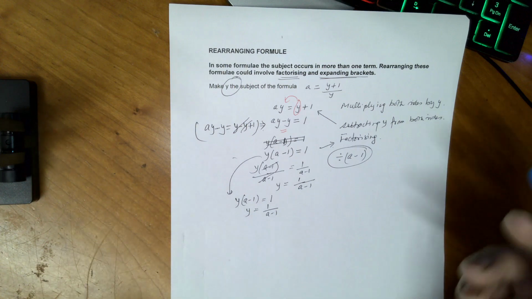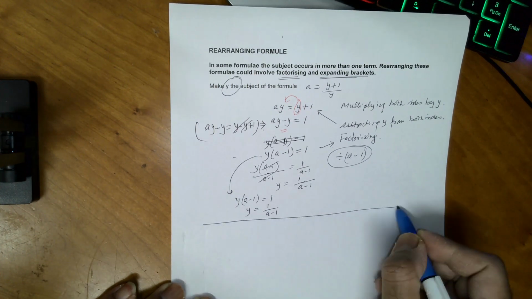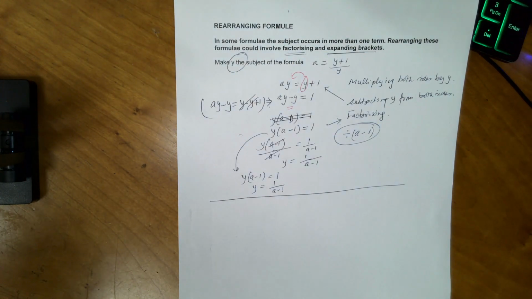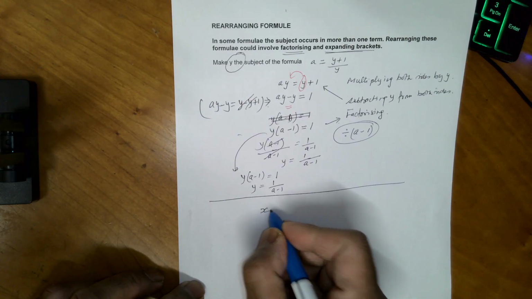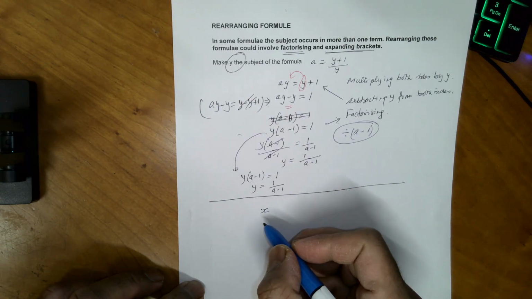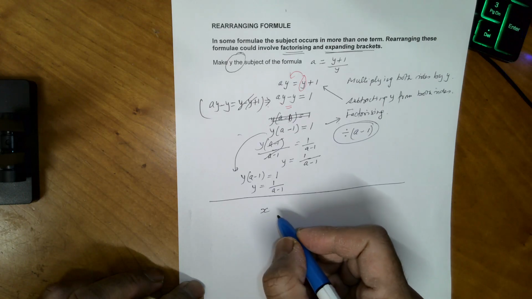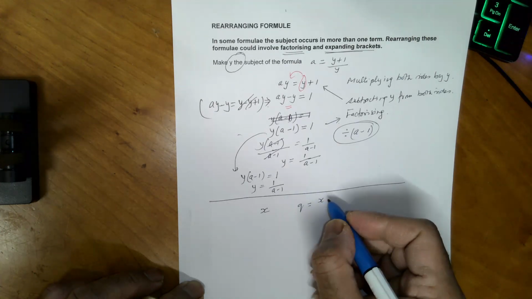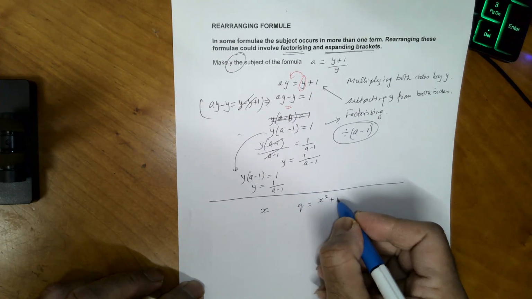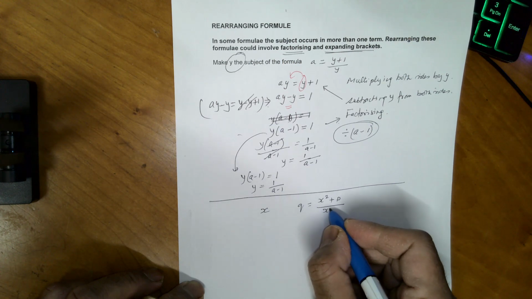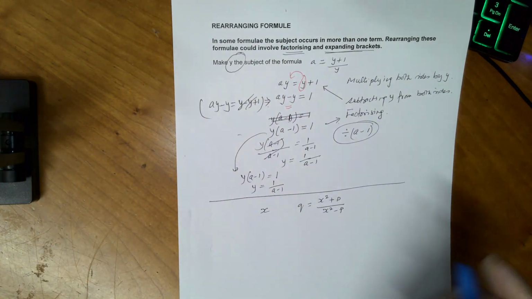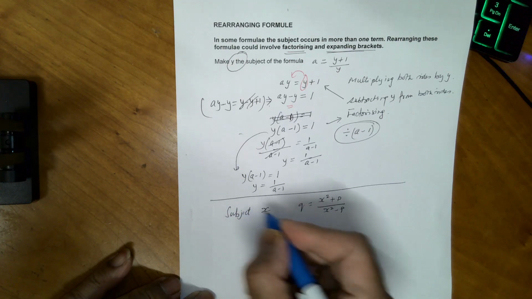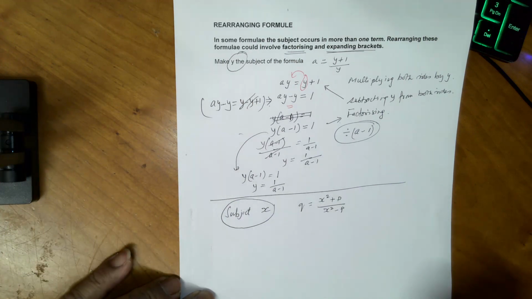Let's move on to another example, right? Now in this formula, we have to make x the subject of the formula. q equals x square plus p, divided by x square minus p. Okay, so the subject is x, right?